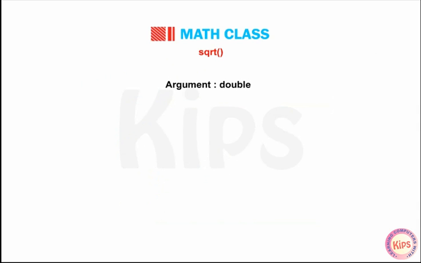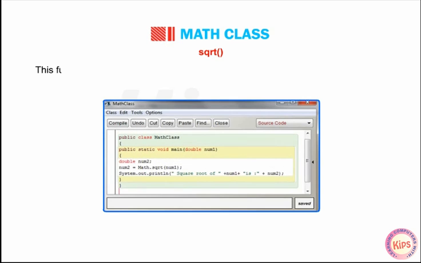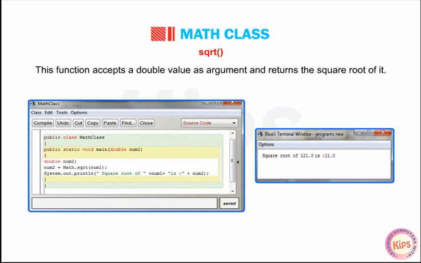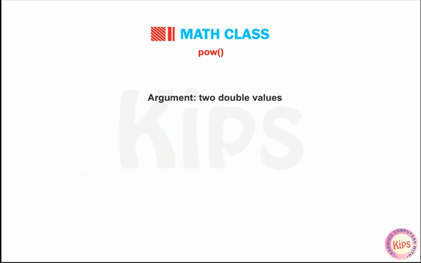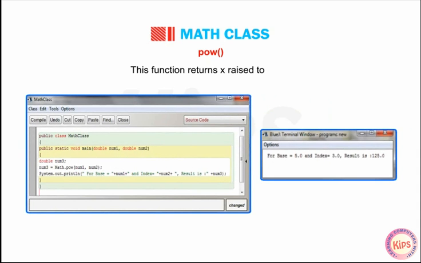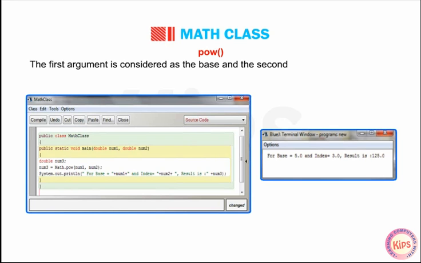Sqrt, argument double, return type double. This function accepts a double value as argument and returns the square root of it. Pow, argument two double values, return type double. This function returns x raised to y. It accepts two double values as arguments. The first argument is considered as the base and the second argument works like the index to find the power value.